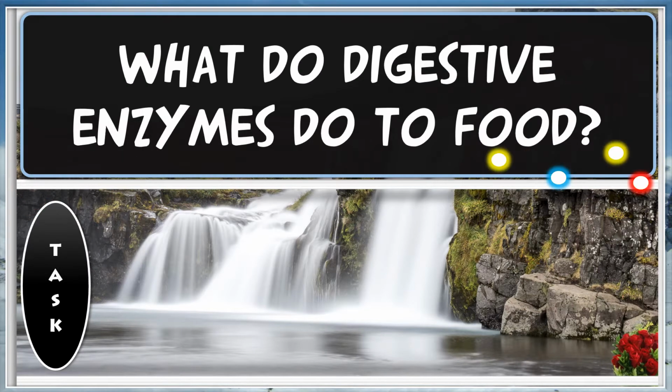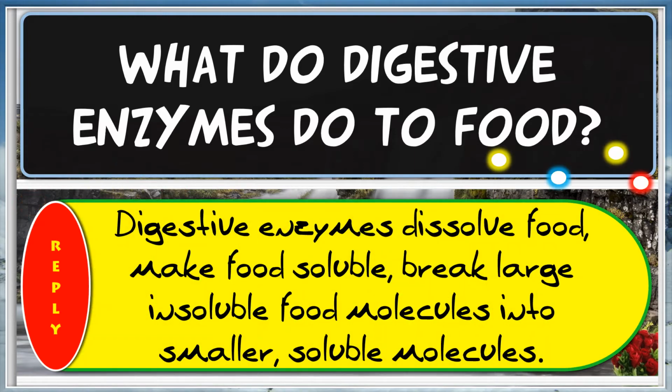What do digestive enzymes do for food? Digestive enzymes dissolve food, make food soluble, and break large insoluble food molecules into smaller soluble molecules.